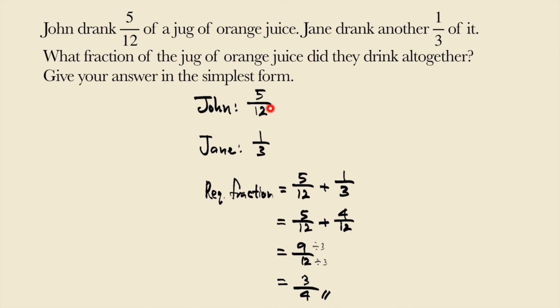John drank this, Jane drank this. How much did they drink all together? Add the two fractions up. And voila, the total fractions should be 12 anyway. You should make the denominators the same. Simplify, you get 3/4 as a fraction.